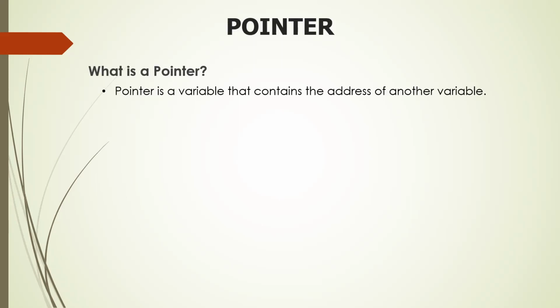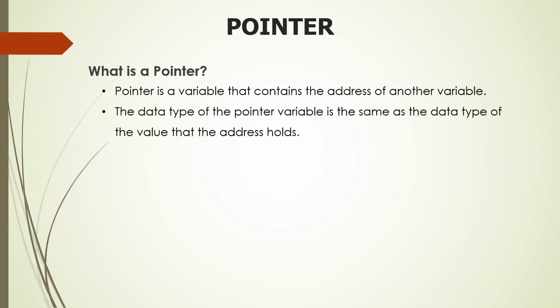A pointer is a variable that contains the address of another variable. A variable will be stored in memory at a particular address. That address will be stored in another variable, and that variable is called a pointer. The data type of the pointer variable is the same as the data type of the value that the address holds. So the value will be stored at some address, and that address we will store in a pointer. Whatever that value is, integer, float, character, anything, the same data type will be used for the pointer also.